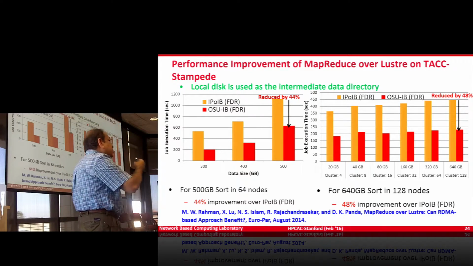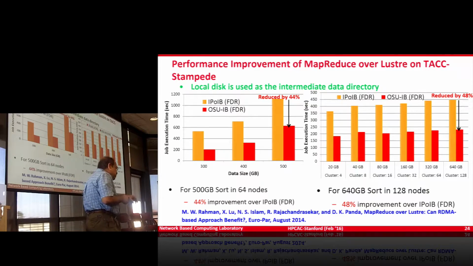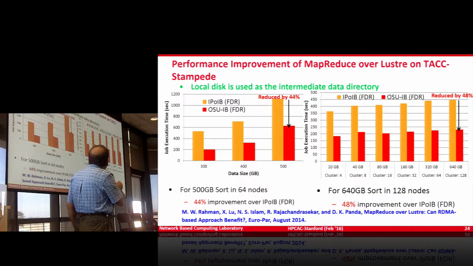So the question is, when you are running this MapReduce job and generating the intermediate data, do you put it on the local hard disk or in the Lustre? There are two kinds of solutions that can come. Here what I'm trying to show is the local disk used as the intermediate data directory.